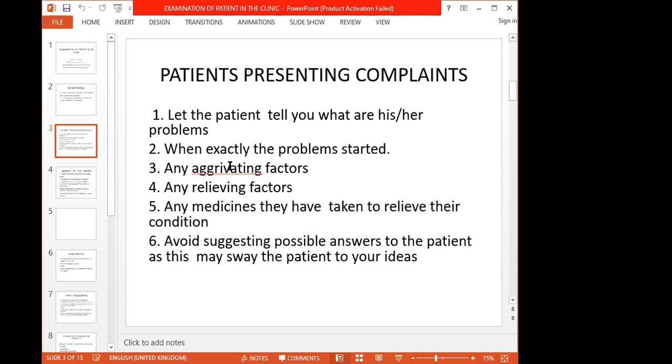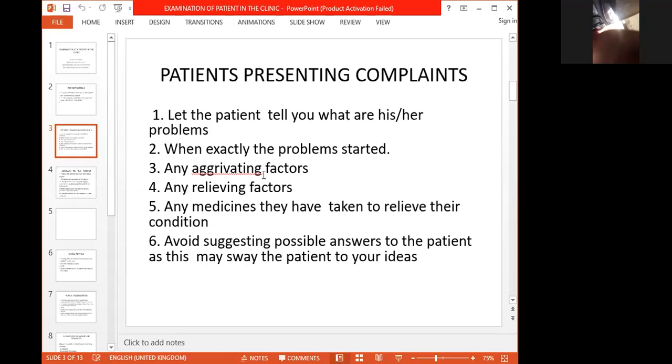Let's find out when exactly the problems started, any aggravating factors which make the problem worse, any relieving factors which relieve the pain or whatever problem they have. Find out any medicines they've taken to relieve their condition.